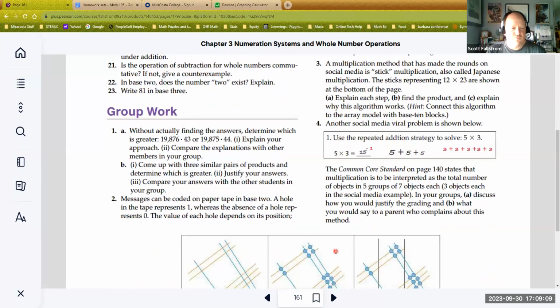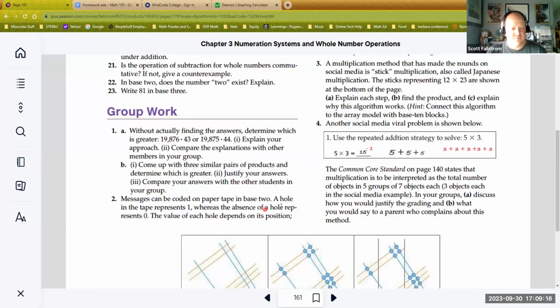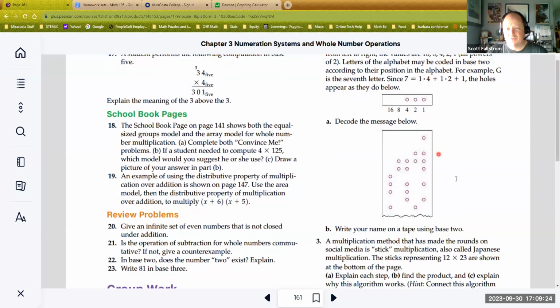Let's see. I think I said group work 2. Did I say group work 2 for this one? I did. So group work number 2: messages can be coded on tape in base 2. A hole in the tape represents 1, and absence of a hole represents 0. Okay. Decode the message below.